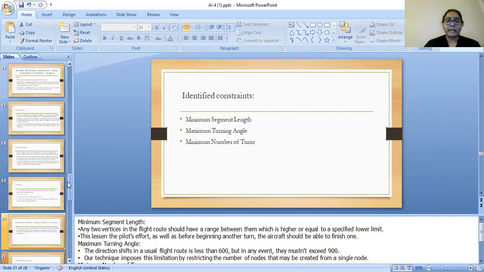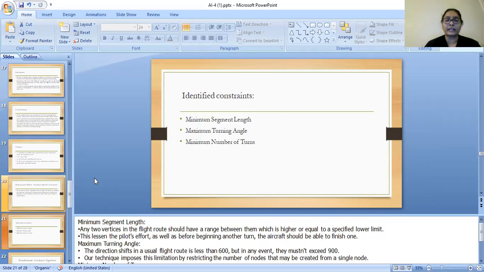Okay. Next topic is identifying constraints. We have three identifying constraints. These are minimum segment length, maximum turning angle, and minimum number of turns. Minimum segment length means any two vertices in the flight route should have a range between them which is higher than or equal to the specified lower limit, and this lessens the pilot effort, as before beginning another turn the aircraft should be able to finish one.